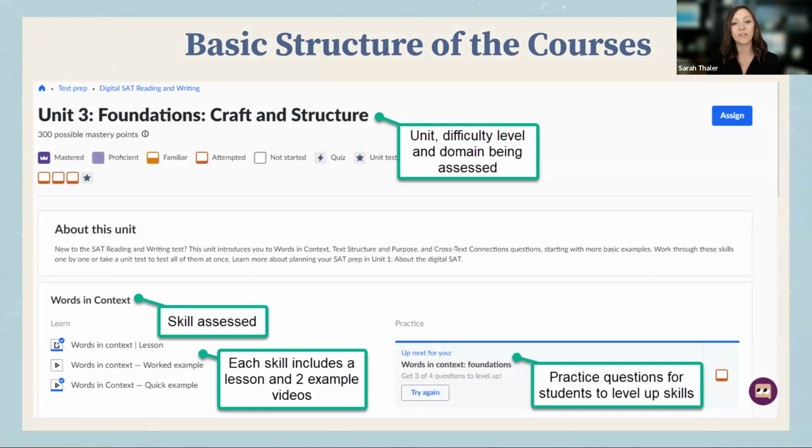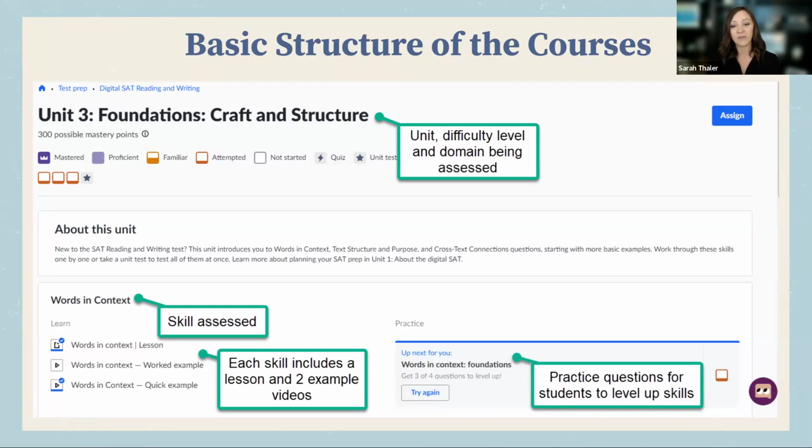Okay? If we keep our focus on the craft and structure, for instance, we can dive into a specific unit. So at the top, you can see this is unit 3. It's at the foundation difficulty level, and the domain being assessed is craft and structure. As you move down, you can see the specific skill, which is words and context, as being the first skill being reviewed within this particular unit. Each skill has a detailed lesson for the student to go through, as well as 2 sample videos for the students to watch and help them understand that particular skill. Once they get through the lesson and the videos, then they can go to a practice exercise where they're going to get about 4 questions on that specific skill.